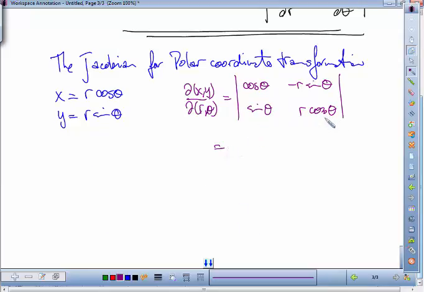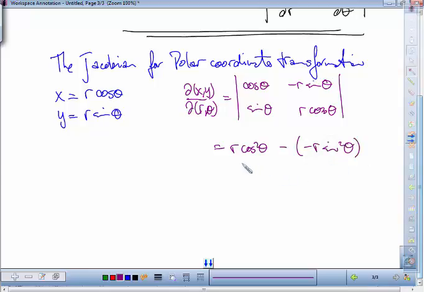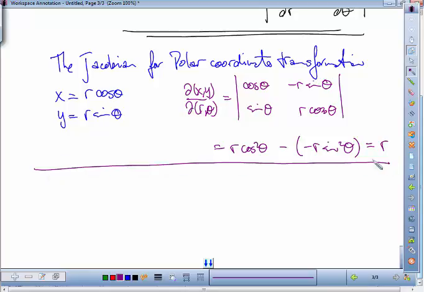So multiply the diagonals, you get r cosine squared theta, minus multiply the wings, you get negative r sine squared theta. And if we factor out an r and then do that sine squared plus cosine squared, you're going to get r. So whenever you do a polar coordinate transformation, don't forget the r.